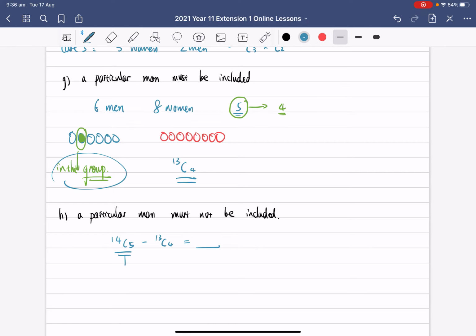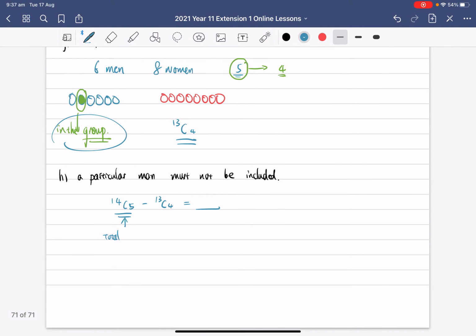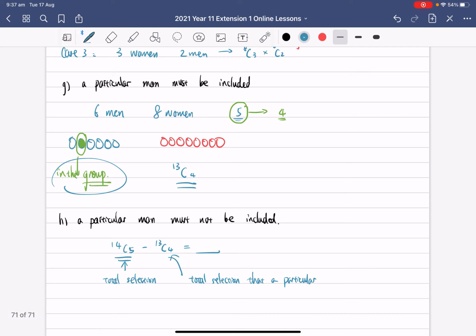Now remember, this is the total selection. I shouldn't use the word arrangement, because arrangement means the order is actually important. This is the total selection in which a particular man is included. So therefore, if you use the complementary way, the number of selections in which that particular man is not included is equal to the total selection minus the total selection in which the particular man must be included. All right, so this is how you do this question here.